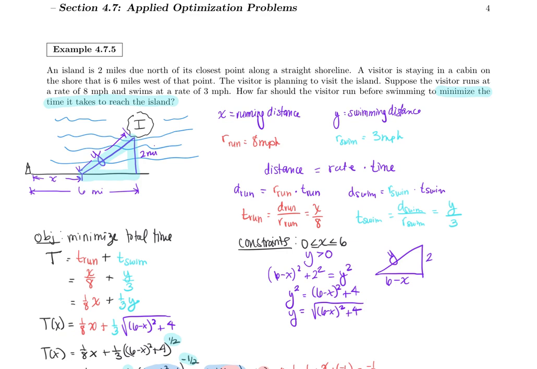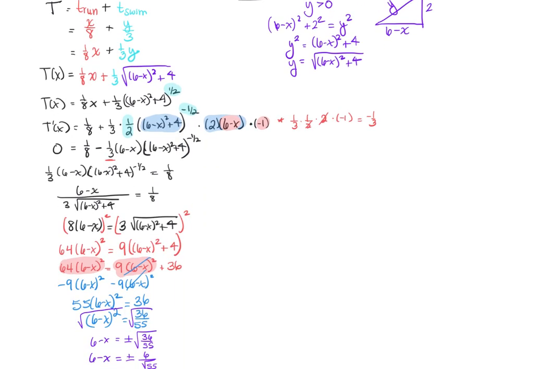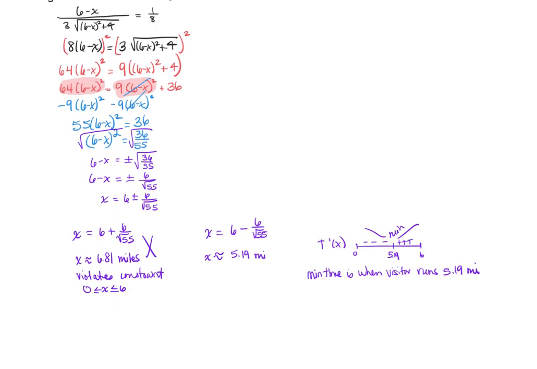How far should the visitor run before swimming to minimize the time? So all we needed to know was how far to run, and that's exactly what we found. We minimize the time when the visitor runs 5.19 miles. Very, very specific amount here. But that is exactly what we were talking about, 5.19 miles.